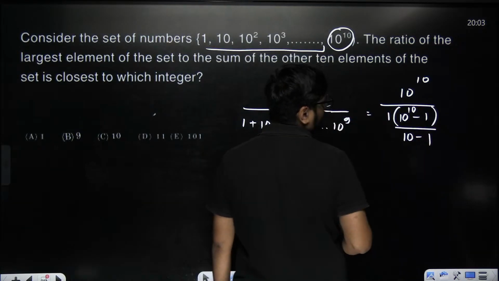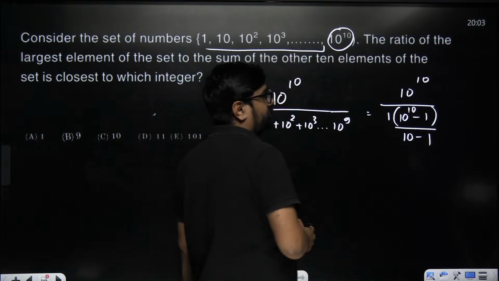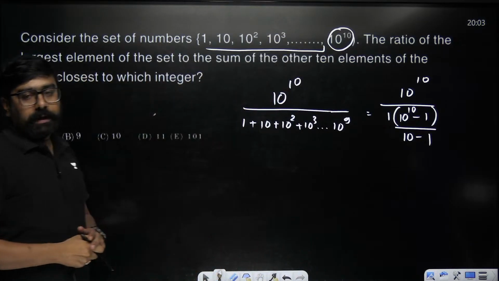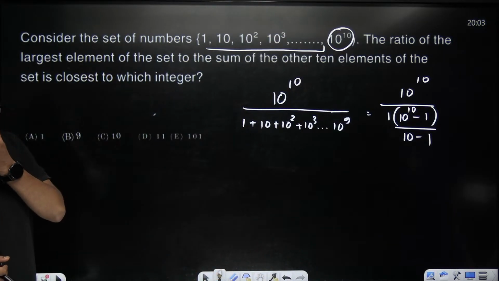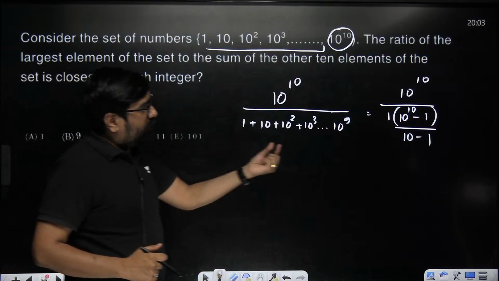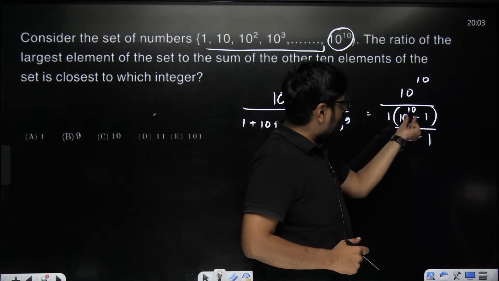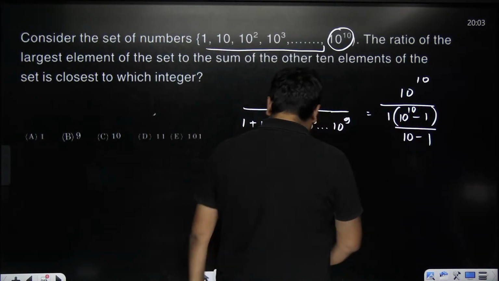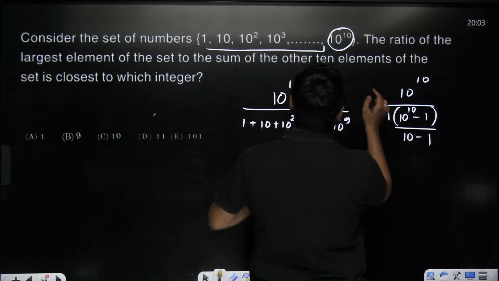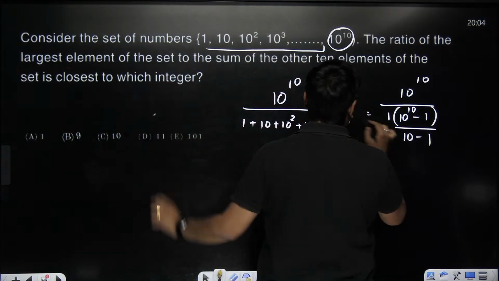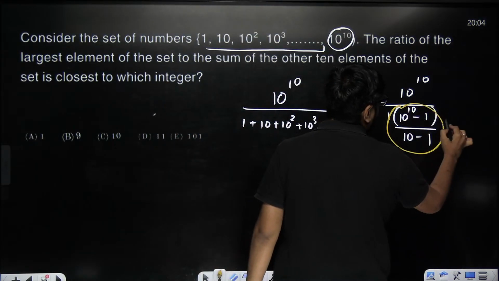Divided by 10 minus 1, correct? Okay. This is our sum. Now this is going to be closest to 10 to the power 10 by 9, right? They are asking you the closest integer. Closest to which integer? This thing is closest to what?